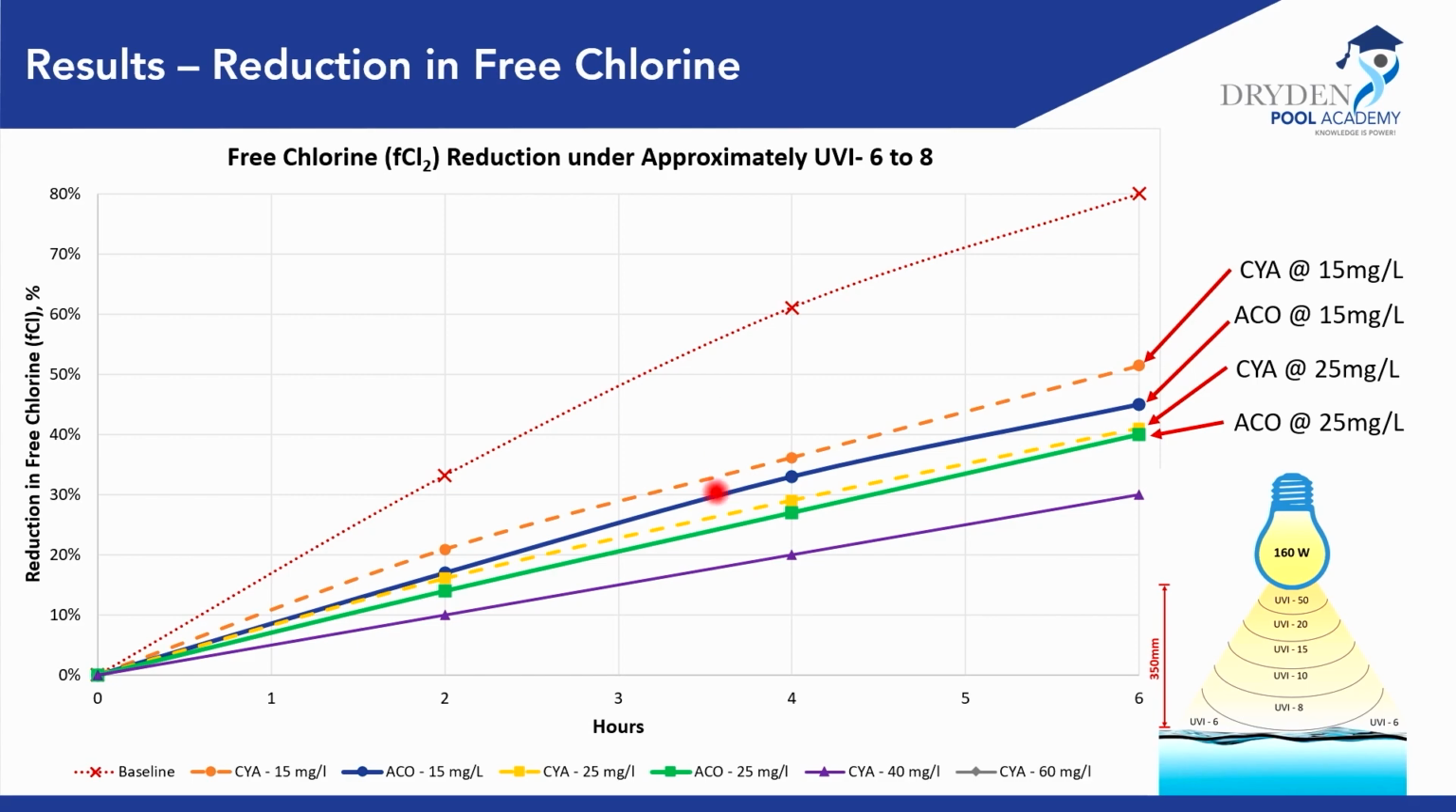And we have a couple other concentrations to show you. So we've got the cyanuric acid at 40 milligrams per litre, and then one more at 60 milligrams per litre. So we see very good protection. But at these levels, the active free chlorine is very low. Very, very low. We've seen this in the previous chart.